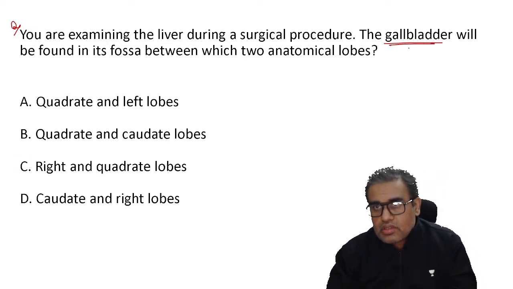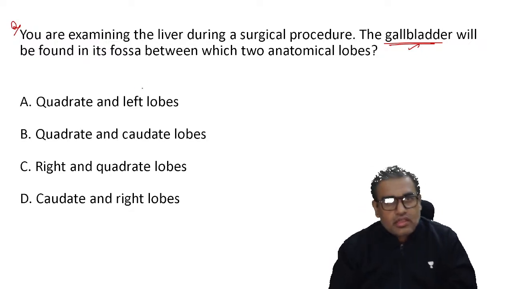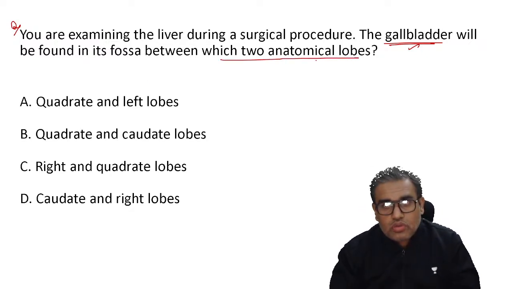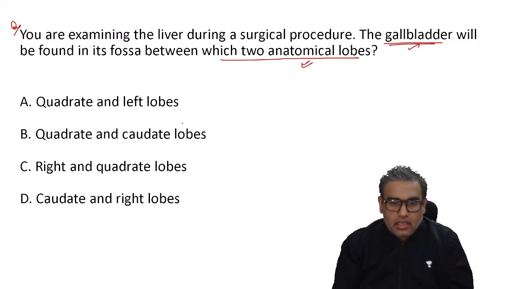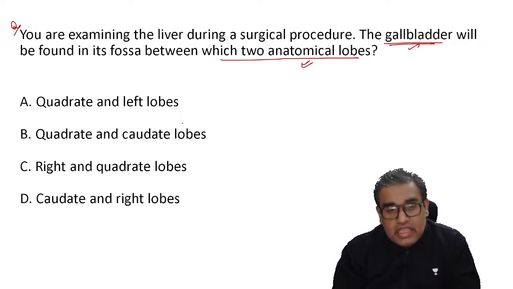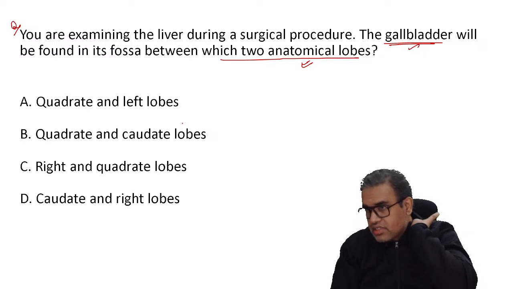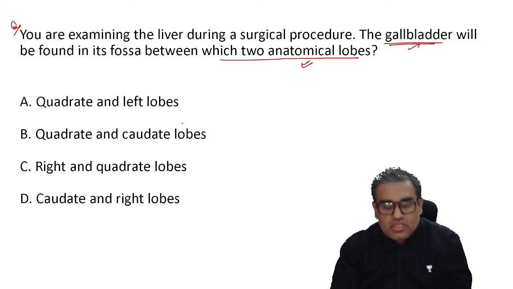Gallbladder आपको मिलेगा obviously if the patient has not undergone cholecystectomy, gallbladder मिलेगा. That is present between which two anatomical lobes? Anatomical lobes क्या होगा? ABCD. Options are A is quadrate and left lobe, B is quadrate and caudate lobe, C is right and quadrate lobe, D is a caudate and right lobe. Gallbladder is seen between which and which anatomical lobes is the question.